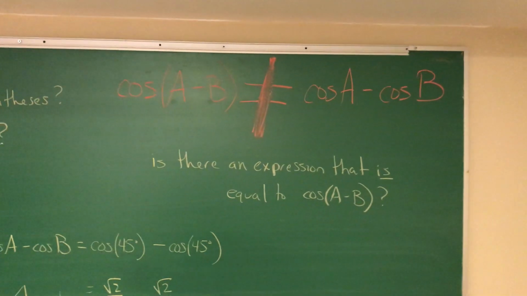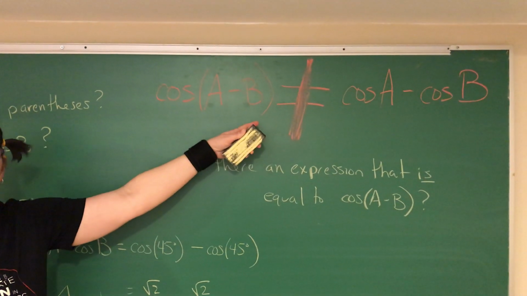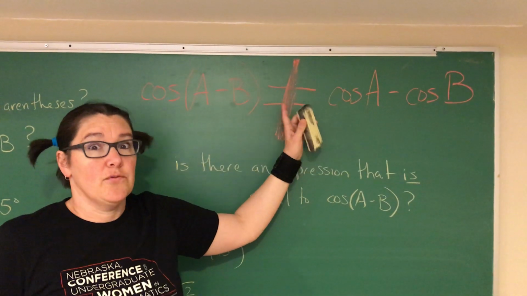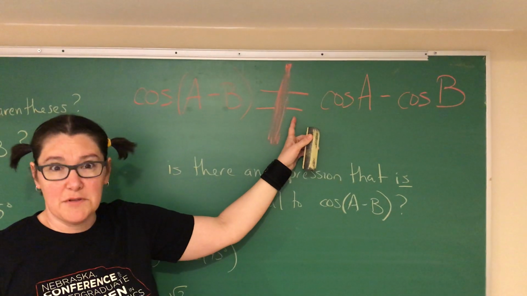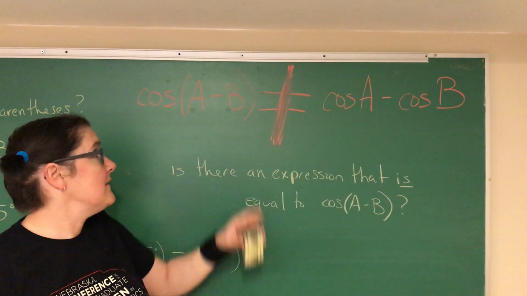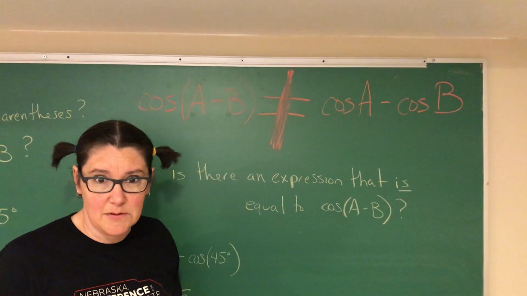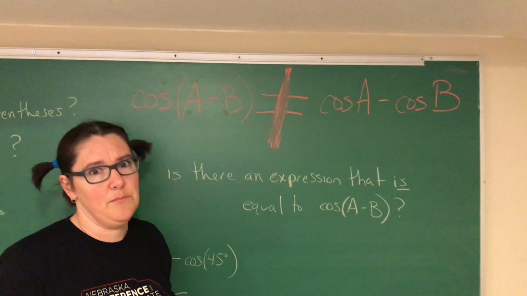Can't see the red. That's okay. If you can't see this, then you should definitely write it down on your paper, put a big not equals into it, and say cosine of A minus B is definitely not equal to cosine of A minus cosine of B.